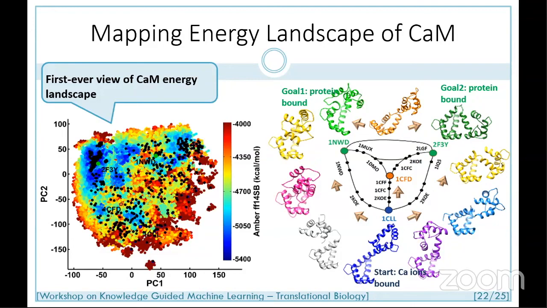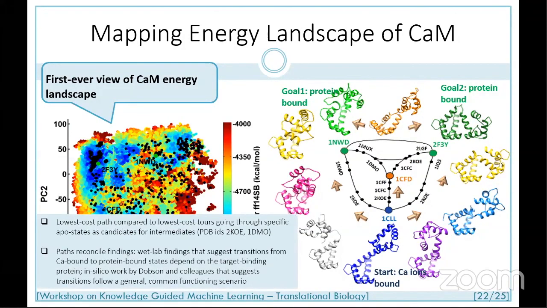And here on the right, I'm showing you a schematic representation of all the different pathways that we were able to extract from the landscape of how calmodulin switches between known experimental structures. And this view was very interesting because it allowed us to reconcile seemingly contradictory wet laboratory findings and tell us here is how calmodulin is able to shed calcium and bind protein, either by doing it in a serial manner or in a gradual manner. So there we were able to reconcile what used to be two different views in biological literature at the time.